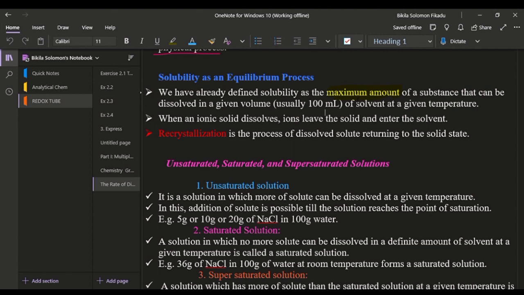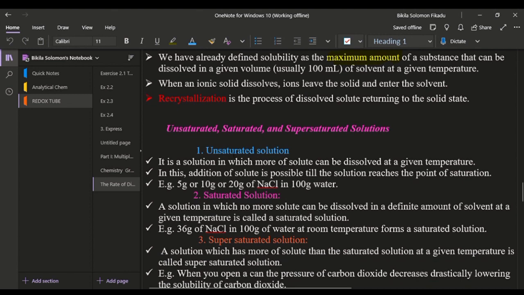So when ionic solid dissolves, ions leave the solid and enter the solvent. Yeroo ionic solid keenya dissolve ta'u ions maal ta'a leave godha jechuudha. Solid state leave godhe solvent state yookaan solvent keessatti enter ta'a jechuudha. So recrystallization is the process of dissolved solid returning to solid state. So we have three processes of solutions that are unsaturated, saturated, and supersaturated.